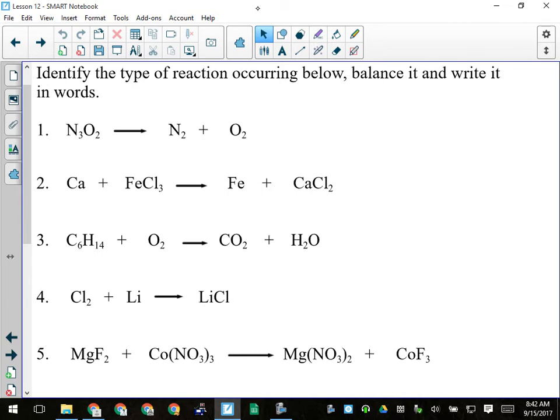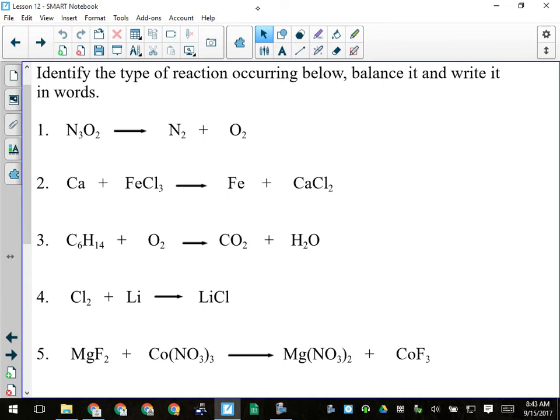Then we have our 2 replacement reactions. Single replacement, where we have an element that reacts with an ionic compound and replaces something in that ionic compound. If the single element is a metal, it replaces the metal in the compound. If the single element is a nonmetal, then it replaces the nonmetal. And then we had double replacement reactions where we have 2 ionic compounds reacting to form 2 new ionic compounds, and we can do that by simply switching the metals so that they have new partners. Okay, is that ringing a bell from yesterday?